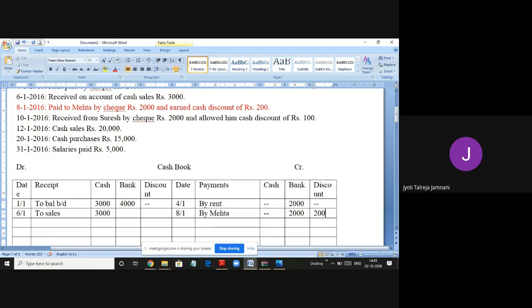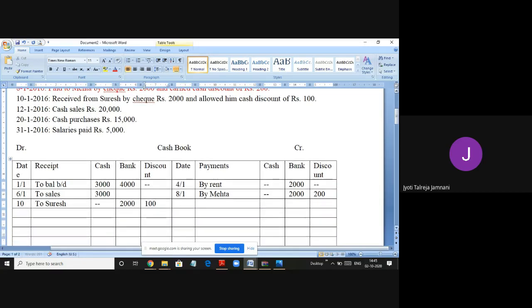The next, received from Suresh. Now previous was paid, so I took it on the payment side. Now we're receiving, so we'll take it on the receipt side. Received from Suresh, how much? The date is 10th. So we have received from Suresh, so to Suresh, and we are receiving 2000 rupees. Again we are receiving a check. So in the bank column, I'll enter the 2000 rupees, and we allowed him discount of 100. So in the discount column, 100 rupees, the discount that we are giving to Suresh.